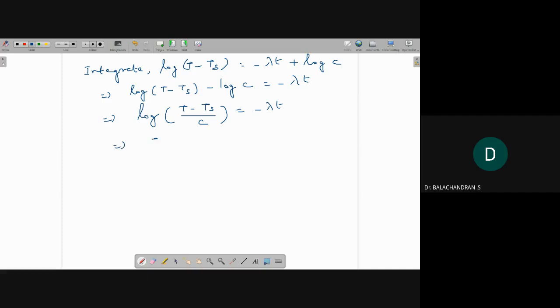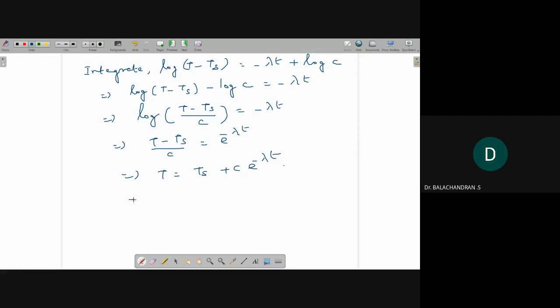Okay, so from this we have (T − Ts)/C = e^(−λt), or T = Ts + C·e^(−λt). From the next problem onwards, I will start from this equation, because it is common to every problem. So I will just write, by Newton's law of cooling, T = Ts + C·e^(−λt).